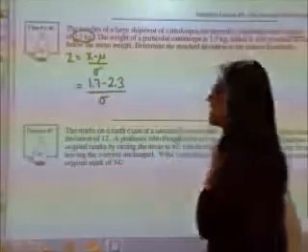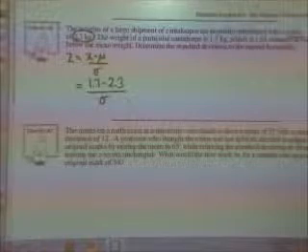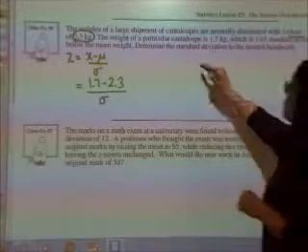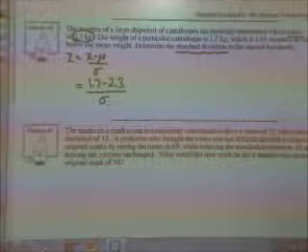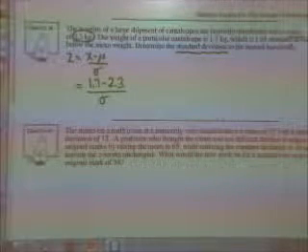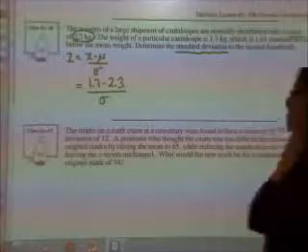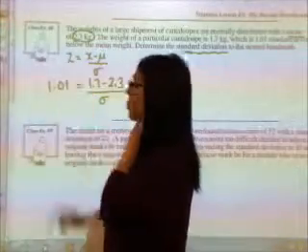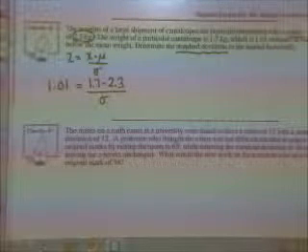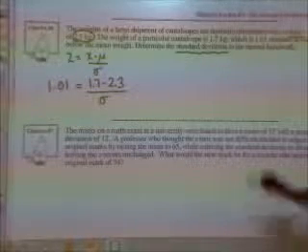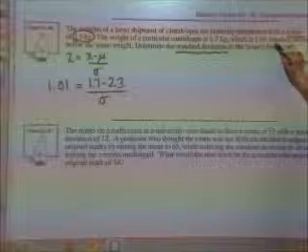Standard deviation is what I'm asked to calculate. What's my z-score? Is that what we're trying to figure out? No, I'm asked to figure out the standard deviation. So it's 1.01. What words in the question tell you that that's the z-score? Because it doesn't actually say the z-score is 1.01. What does it say? It says it's 1.01 standard deviations below the mean weight.